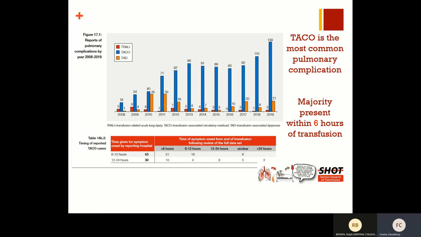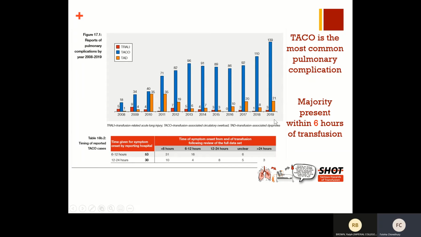I've taken this slide from the SHOT report from 2019, which illustrates how common TACO is. So the blue columns here are TACO, whereas the orange columns are TAD, and TAD is a diagnosis where it doesn't quite fit into TACO and it's not TRALI. The red columns are TRALI, and as you can see, TRALI is very rare. Usually we get 1 or 2 cases of TRALI per year. And in the 2020 report, I think there were 2 reports of TRALI. TRALI investigations take 3 months to come through.